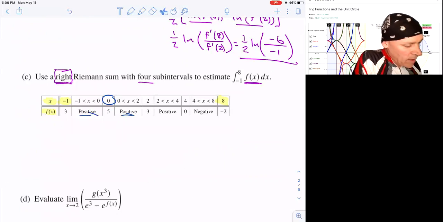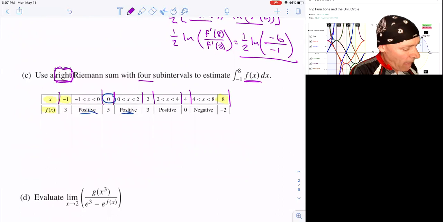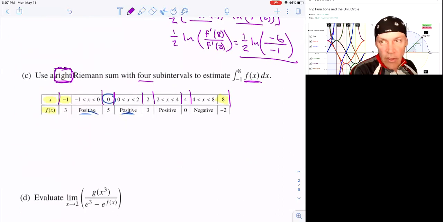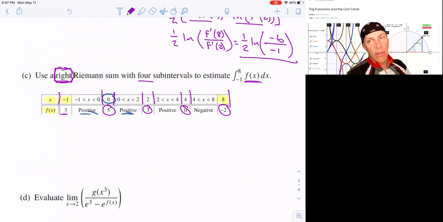Here's one, there's two, there's three, and there's four. That makes sense. I see how the interior ones overlap. So the first thing I want to do, for a right Riemann sum, is for each interval circle the y value on the right side of the interval. For this first one, it's going to be the 5, the 3, the 0, -2. I'm not even going to mess with the 3. If it was a left Riemann sum, I'd use that one. I wouldn't use the -2.